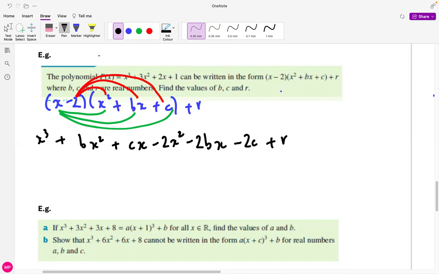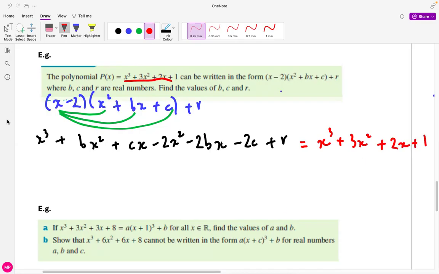Okay. Now I look at this and I say, oh, that has to be equal to this. So that's equal to x cubed plus 3x squared plus 2x plus 1. All right, so if you compare the left and the right, both of them have x cubed, so I don't have to worry about that.